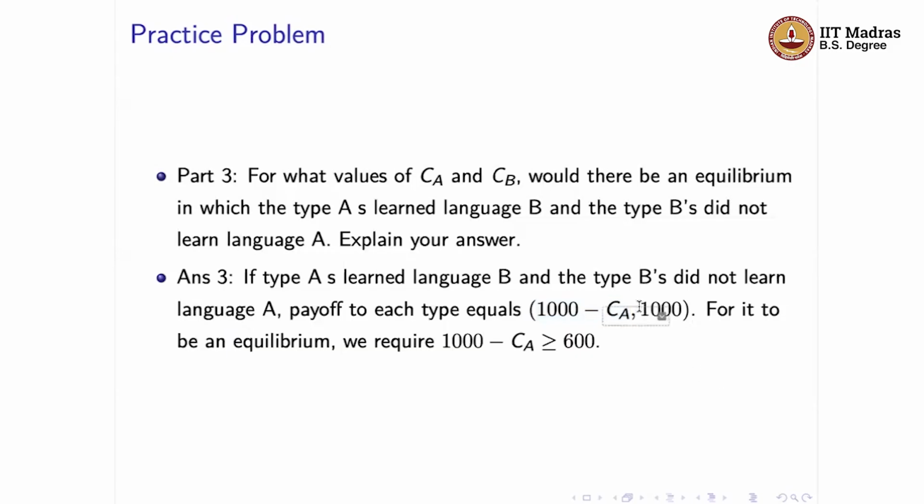Now, for this to be an equilibrium, what do we require? We want to make sure that none of the type A people would like to individually deviate. If they individually deviate and decide not to learn language B, then their payoff is going to be given by 600. So we want to make sure that 1,000 minus CA is greater than or equal to 600. And so that means that CA is less than or equal to 400. That is the condition for this problem.